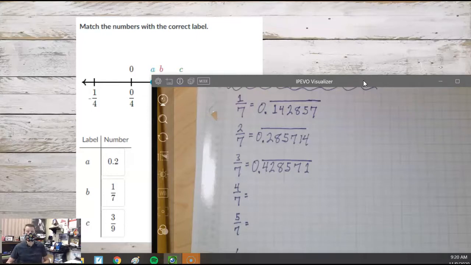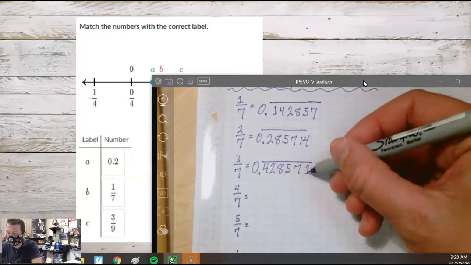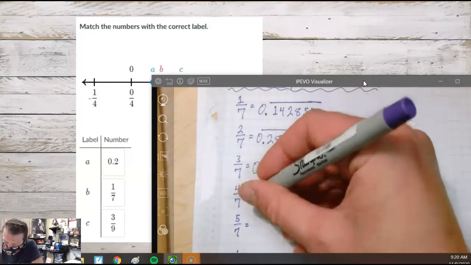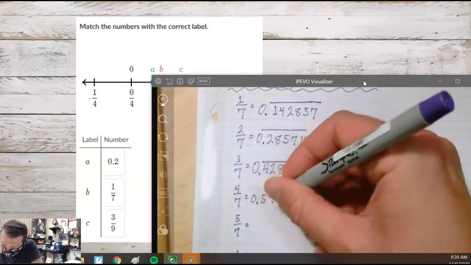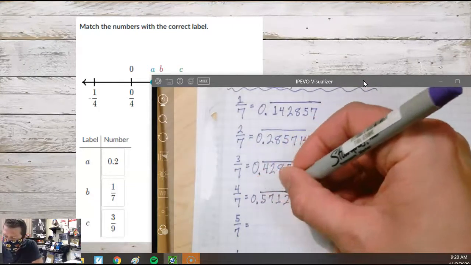5, 7, 1, 4. So then we start at the 5, and we'll go 5, 7, 1, and loop back to the beginning. So 0.571248. The numbers always stay in.